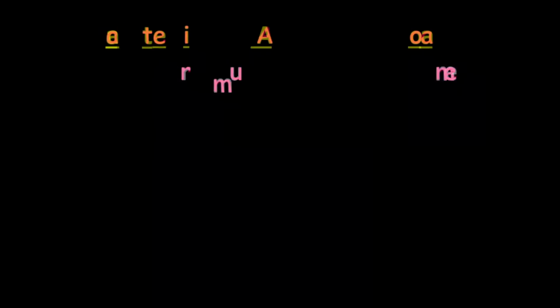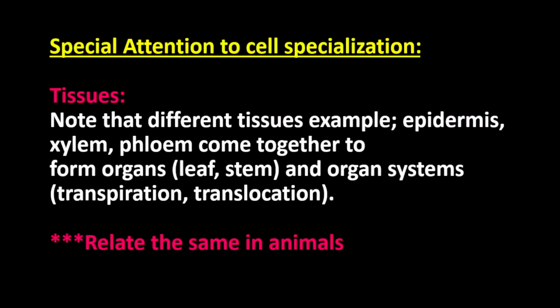All right, so let's go to some very important notes that we need to look at in terms of cells. We need to talk about cell specialization, where different cells carry out specific functions based on where they are located. Their shape and their structures allow them to do certain things.